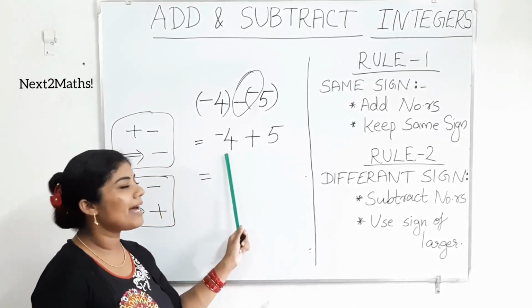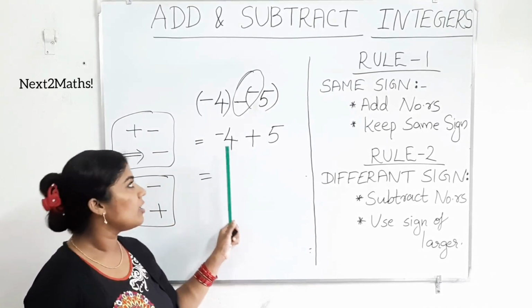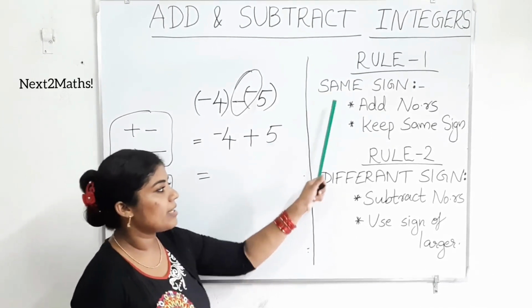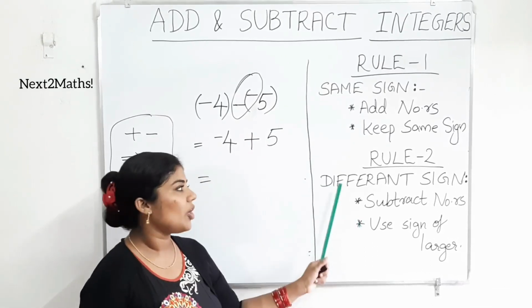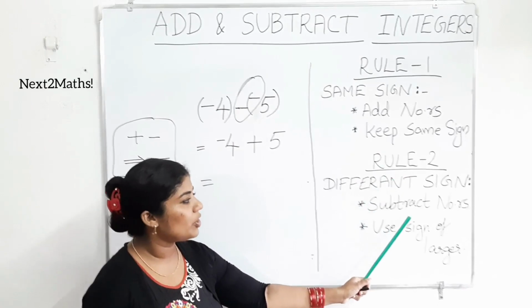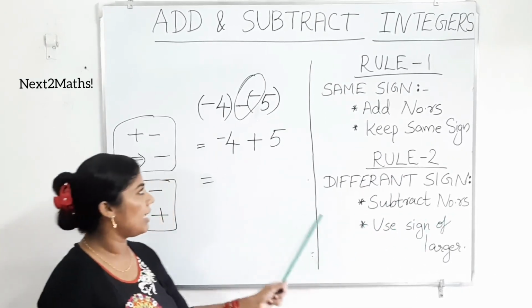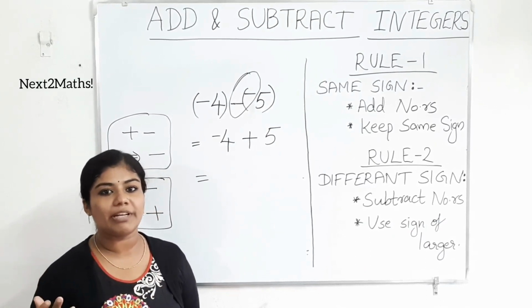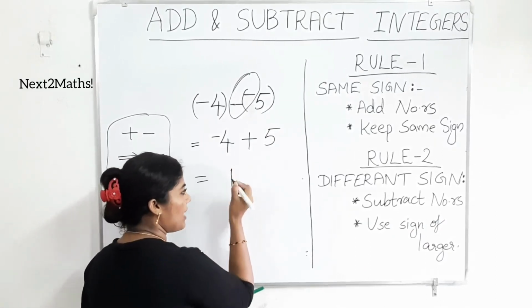So do both numbers have the same sign or different signs? 4 has a negative sign, 5 has a positive sign. So same or different? Different, right? Okay. So we are moving with rule 2. So what will you do? Subtract the numbers. So 5 and 4. Just subtract 5 minus 4. What will you get? 1. That 1 you write here.